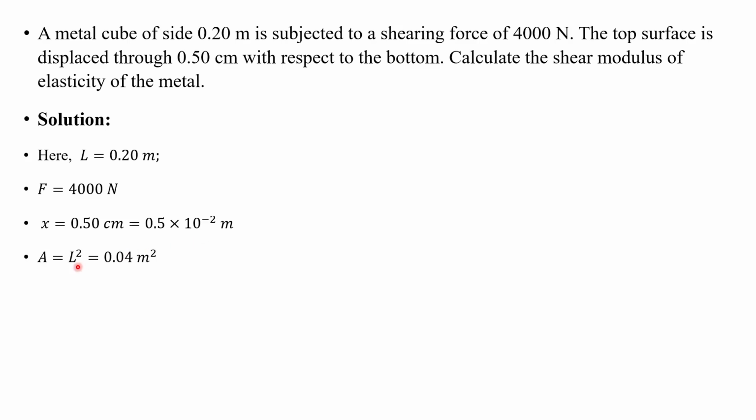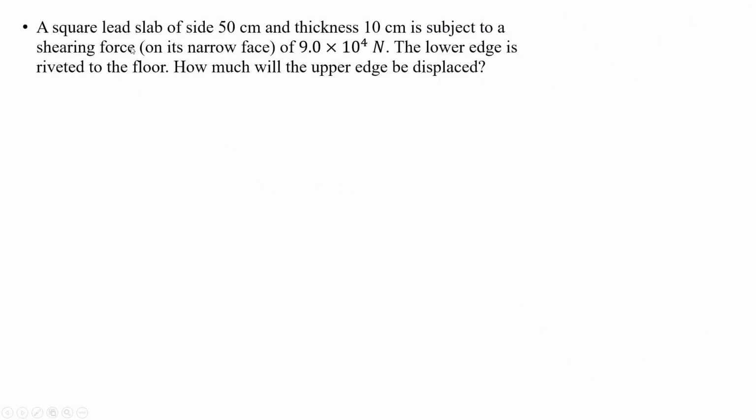And area, we have to find the area of the cube, because we know the cube area is equal to side A multiplied by side A. So we are going to multiply 0.2 with 0.2, and the value of area would be 0.04 meter square. Therefore, the shear modulus is equal to F over A multiplied by L over X, length over displacement. Putting the value, we will get the final answer as 4 into 10 raised to the power 6 Newton per meter square.